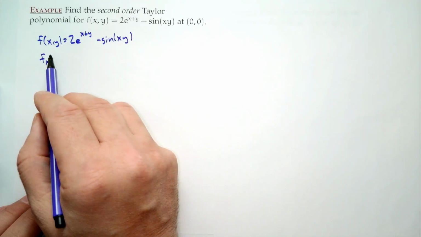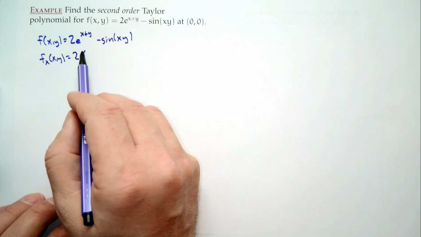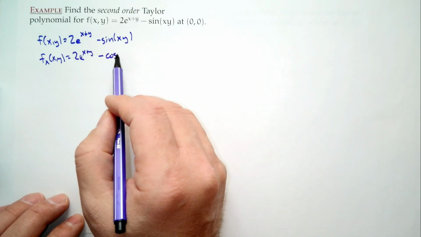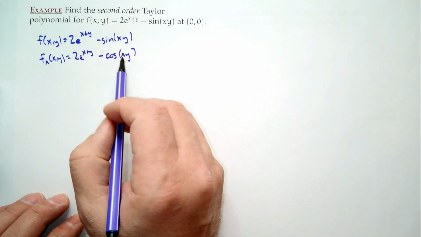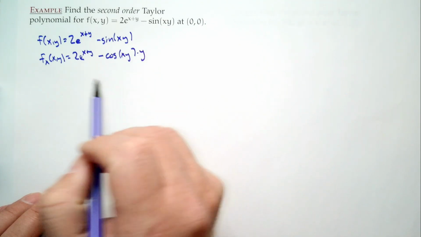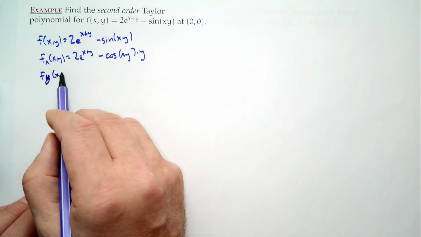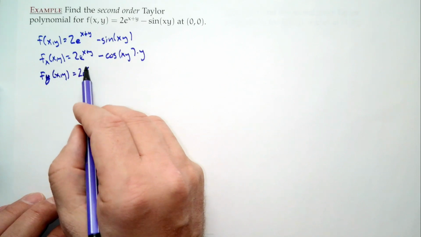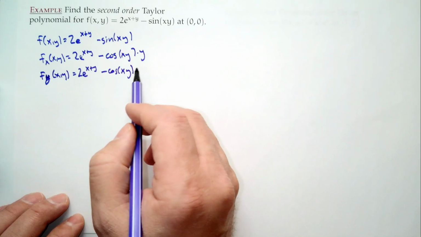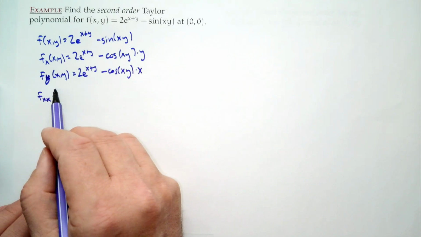So f sub x, well, 2 e to the (x plus y), derivative of sine is cosine, so that'll be minus cosine (xy). And then it's like, oh, the chain rule, and so derivative of x times y with respect to x is y. Similarly, f sub y at (x, y) is also 2 e to the (x plus y), then minus cosine of (xy) times x. f xx at (x, y).